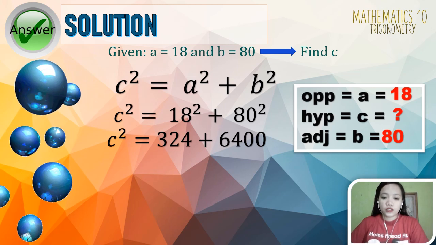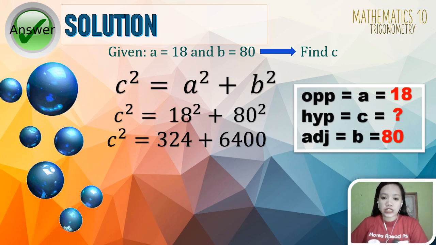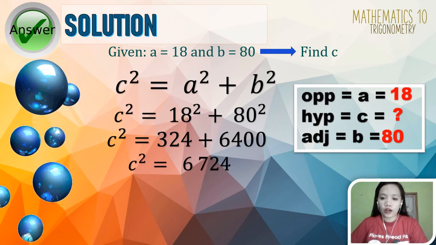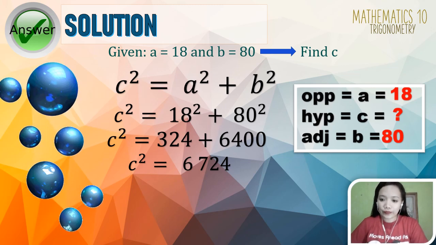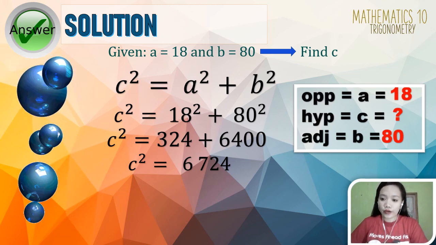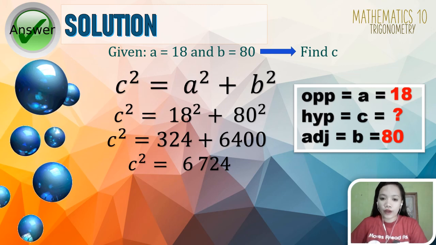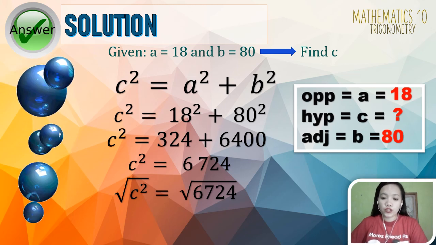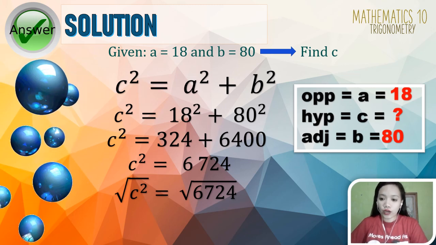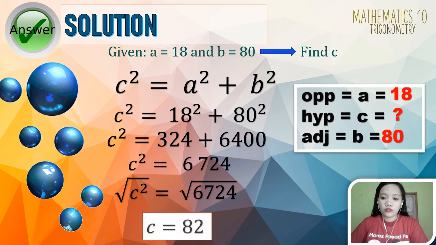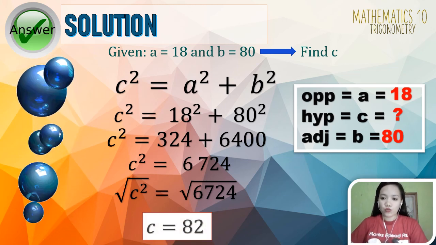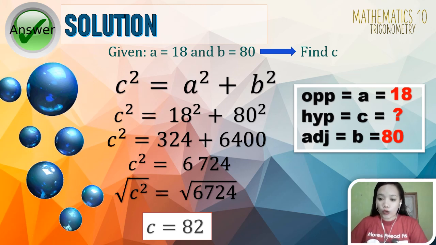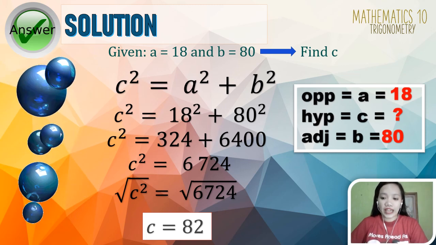And combining 324 and 6,400, we'll have 6,724. It is not yet the final answer. We need to get the square root of both sides of our equation. So we have here the square root of C squared and the square root of 6,724. Then C equals 82. So that means the measure of our hypotenuse, or the C side, is 82.